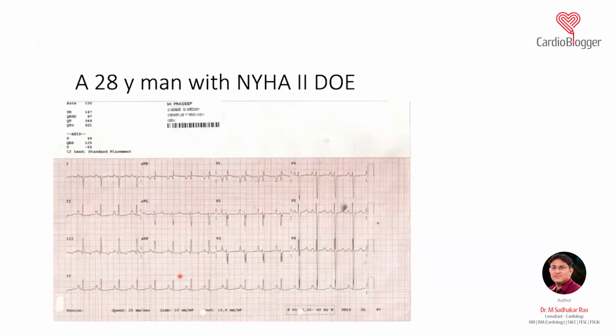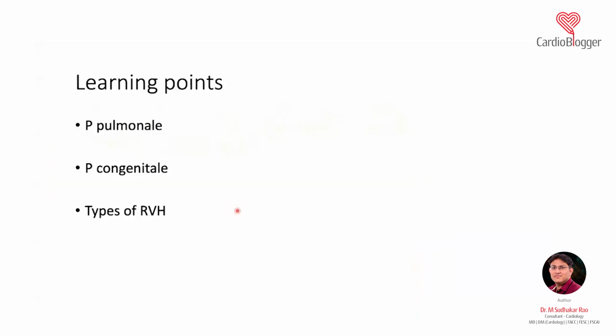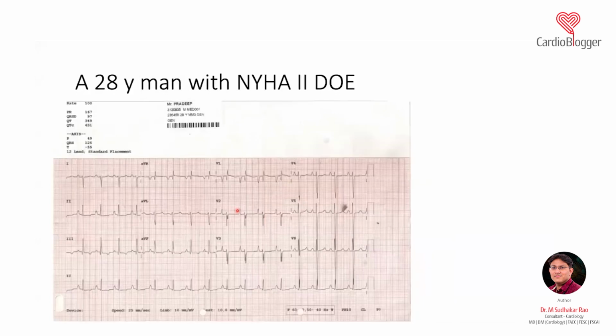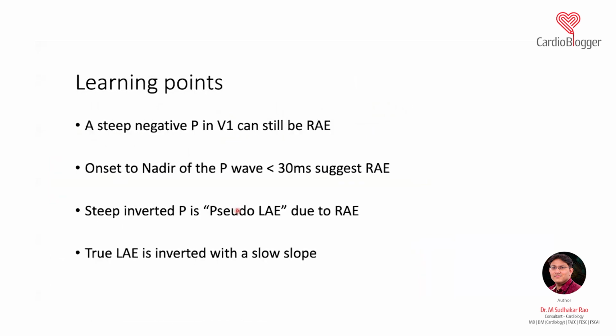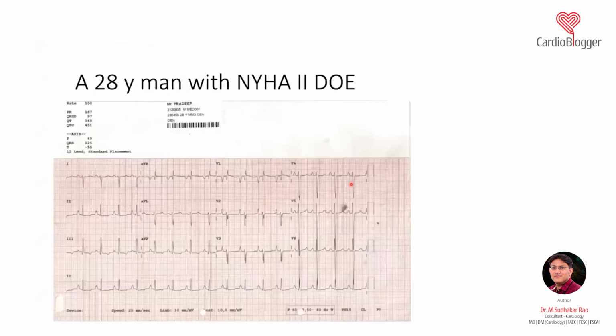So the learning points from this ECG are that there is a P pulmonale, and there may be some other diseases which can cause the right atrial enlargement. Let's again go to the types of RVH, which I'll come to in the subsequent slide. But this is what I was focusing on: a steep negative P in V1 can still be right atrial enlargement, as is seen in this ECG.